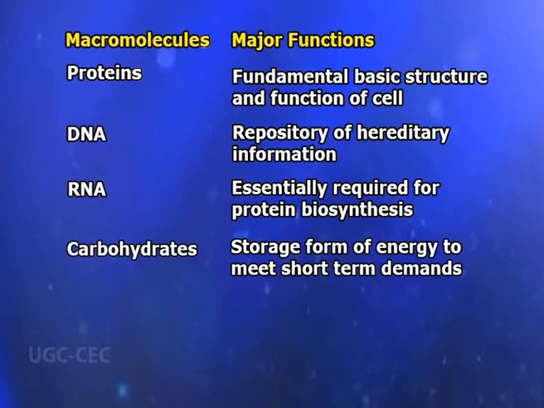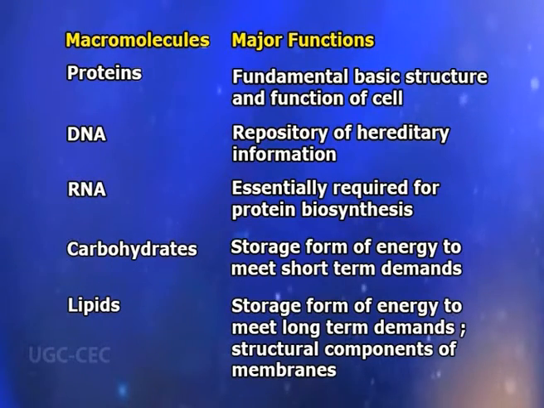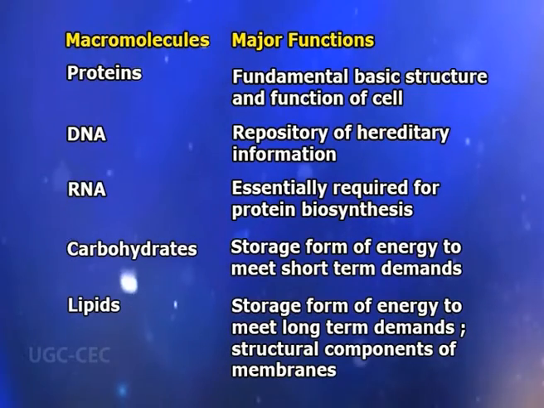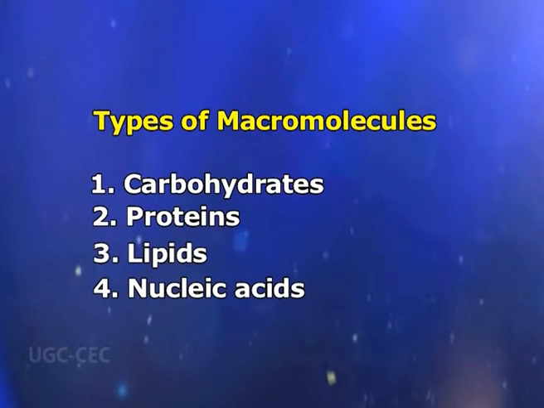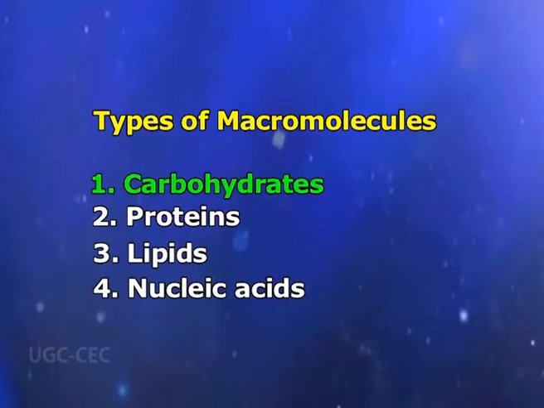Carbohydrates help in the storage form of energy to meet short-term demands, and lipids help in the storage form of energy to meet long-term demands and also form the structural component of membranes. Now let us study the 4 fundamental types of macromolecules in detail. The first macromolecule to be discussed is carbohydrates.